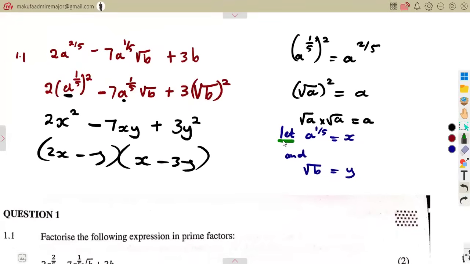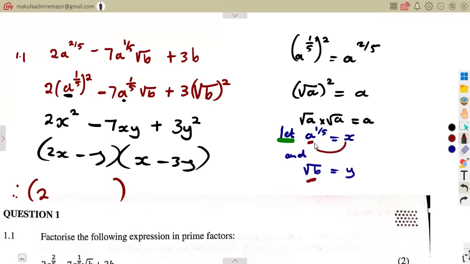Remember, that's why we said let this be equal to. Let. We are introducing something which is not part of our question. So therefore, what will be our answer? Our answer now, we are going to substitute what we introduced. I mean, we are going to remove what we introduced in place of the original terms that were there on our question. So meaning to say 2x.